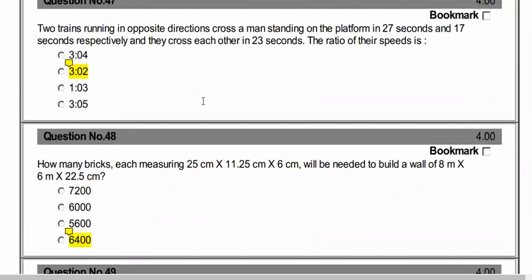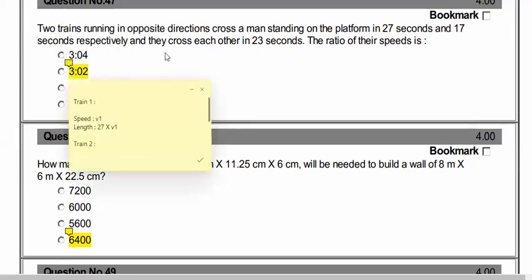Question number 47. Two trains running in opposite directions cross a man standing on a platform in 27 seconds and 17 seconds respectively, and they cross each other in 23 seconds. The ratio of their speeds is, option B is right, 3 is to 2.